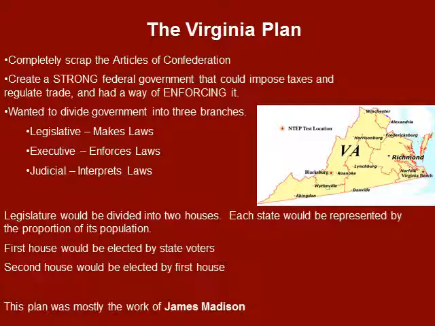They wanted to divide the government into three branches: legislative, executive, and judicial. Note the Articles of Confederation didn't have an executive or a federal judiciary, so the Virginia Plan would make up for these deficits. The legislature would be divided into two houses, and each state would be represented by the proportion of its population in both houses. So in both houses, you would have a number of representatives depending on your population and the size of the state. The first house would be elected by state voters, and the second house would be elected by the first house, and this plan was proposed by James Madison, or at least he was the chief architect of it.